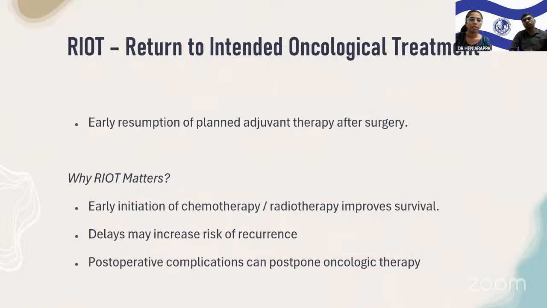And REOT, this is unique to oncoanesthesia, that is return to intended oncological treatment. So after the surgery, the patient has to resume their planned adjuvant therapy. And why does it matter for oncoanesthesia? Because after surgery, they have to go for chemotherapy, radiation therapy. If there is any delay, it may affect their survival.